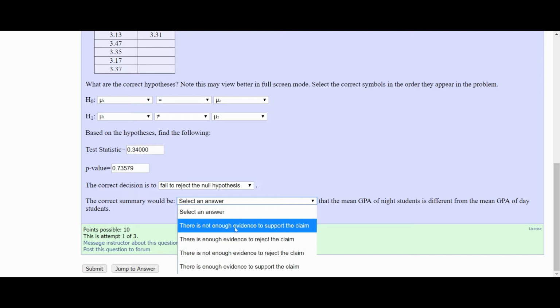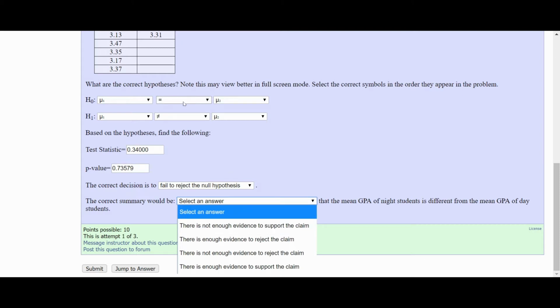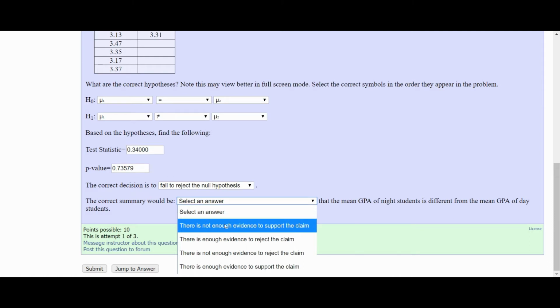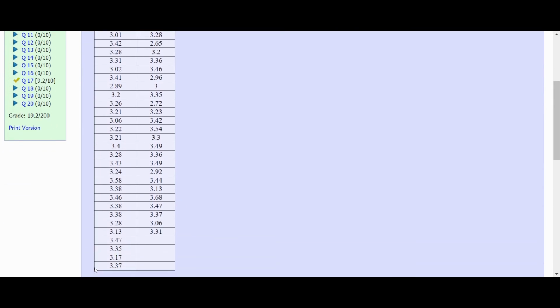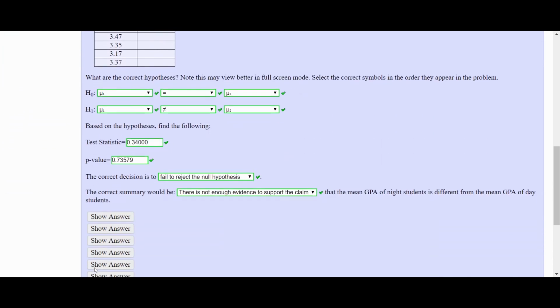Oh, and I think I misspoke. So there is not enough evidence to support the claim that they're different. Oh, so yeah, that is the right one because we can't reject the null hypothesis. The null hypothesis is that they are equal to one another. And since we are not rejecting that, we don't have evidence to support the fact that they're different. So we press submit. And looks like we're right on all counts.